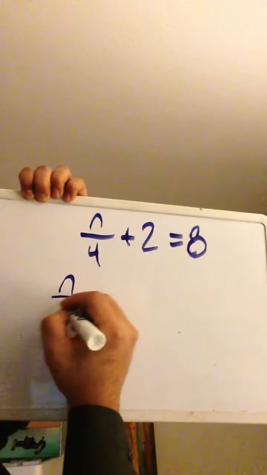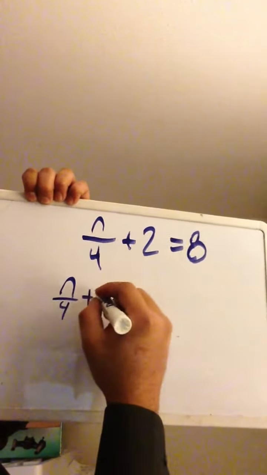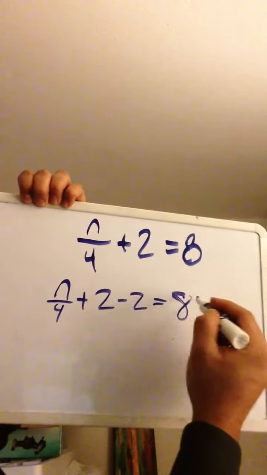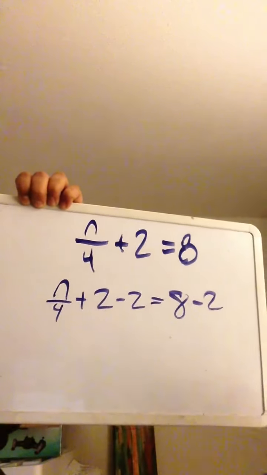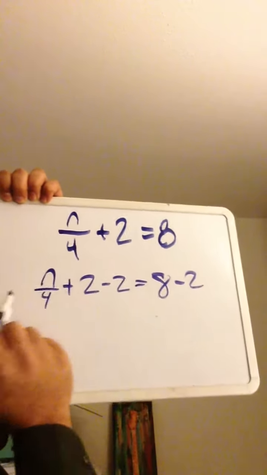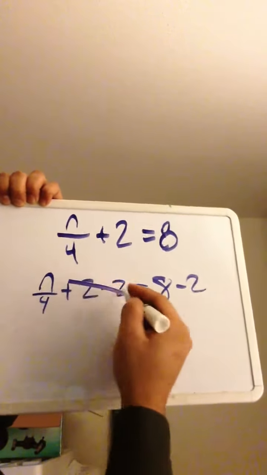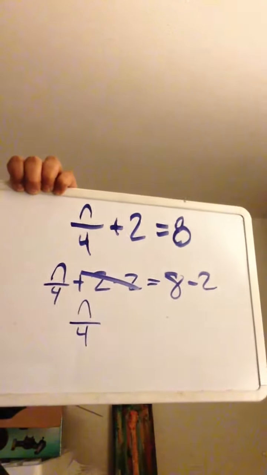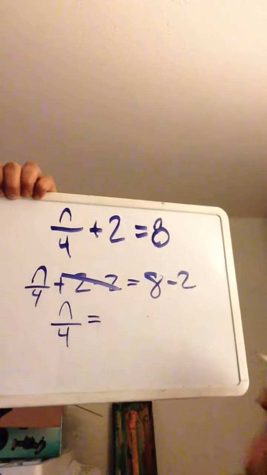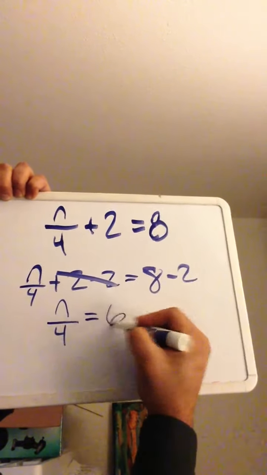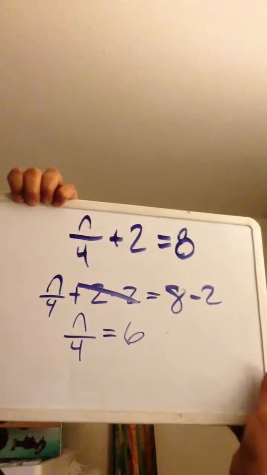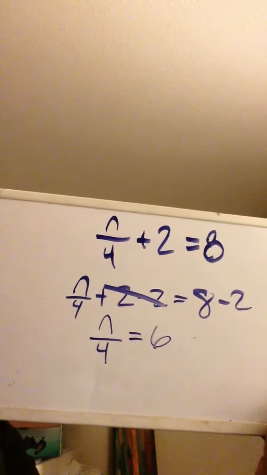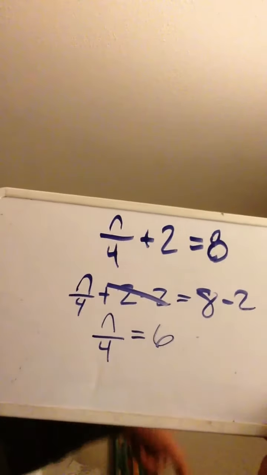So n over 4 plus 2. I'm going to say minus 2 on this side. And what's done to one side has to be done on the other. So plus 2 minus 2, those will cancel. And I'm left with n over 4 equal to 8 minus 2, which is 6. But that's the first step. Now we have the second step of our two-step equation. I have n divided by 4 equals 6.